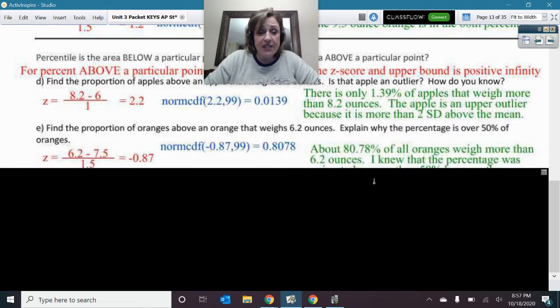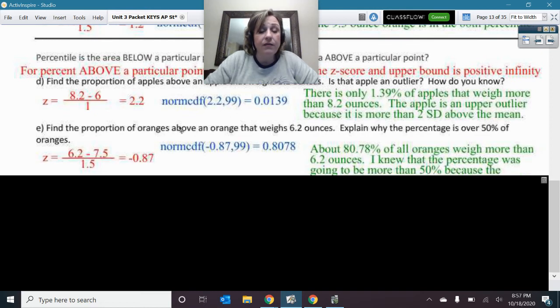All right, proportion of oranges that weigh above. Find the proportion of oranges above an orange that weighs 6.2. So that's 6.2 minus the mean. Now I noticed it's below the mean, so I am not surprised when I have a negative standard deviation. And I have norm CDF negative 0.87 from that orange up to positive infinity, and 0.8078. So I am not surprised that this is more than 50%. 80.78% of oranges weigh more than 6.2 ounces.